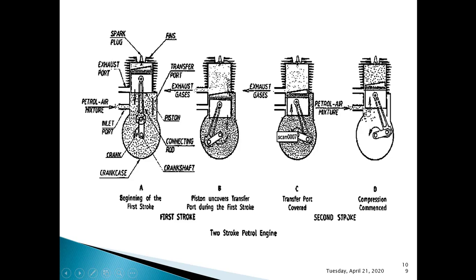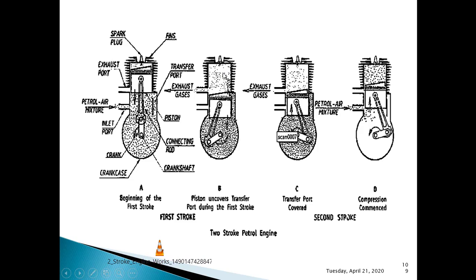And then again, during the descending stroke, it uncovers this transfer port. As soon as the transfer port gets uncovered, the partially compressed air fuel mixture which is present in the crankcase will enter this engine cylinder or combustion chamber through this transfer port. Yes, this you need to write for the entry of air fuel mixture into the crankcase and into the engine cylinder.